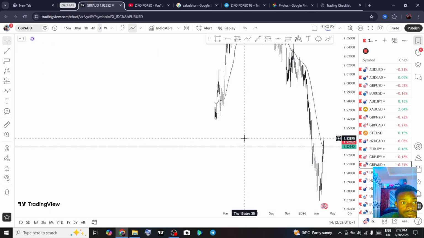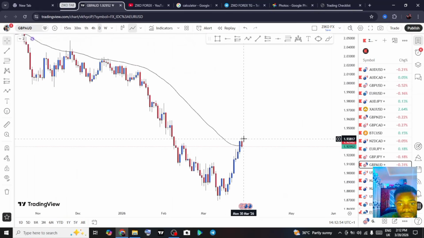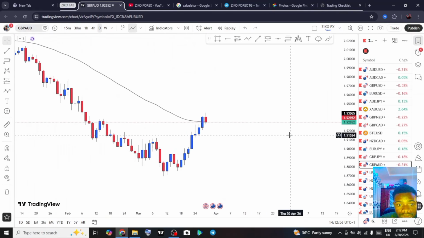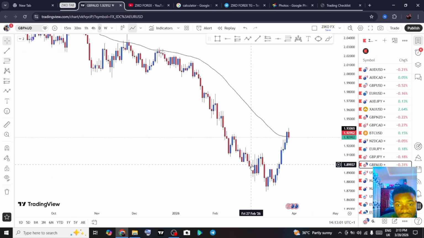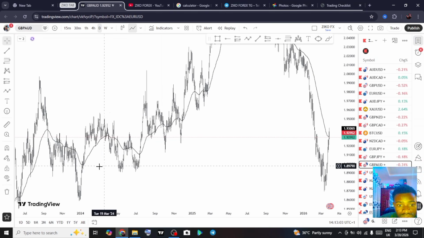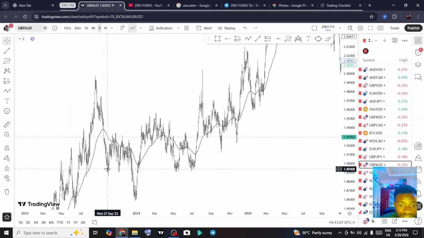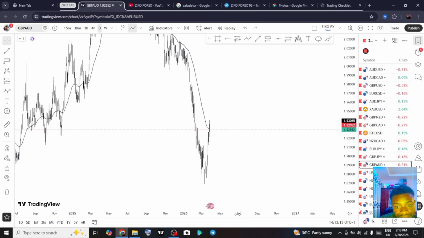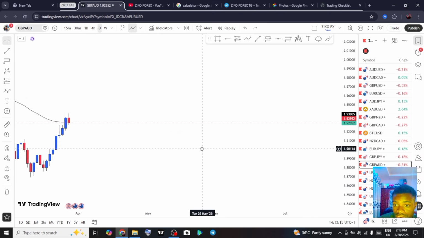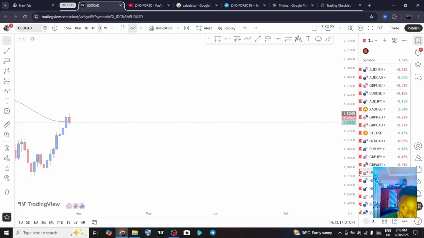GBP AUD, currently bullish. No area of interest in my opinion. This right here is way too far, right? I don't like an area of interest that is like, this is even 2 years ago. Wow. No, I'm not interested. I'm not interested in that far of a price action, right?